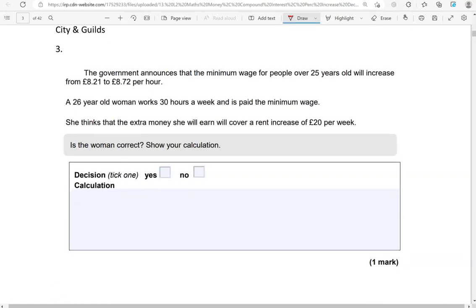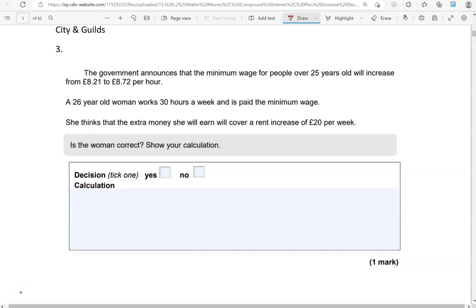The government announces that the minimum wage for people over 25 years old will increase from £8.21 to £8.72 per hour. A 26-year-old woman works 30 hours a week and is paid the minimum wage. She thinks that the extra money she will earn will cover a rent increase of £20 per week. Is she correct? Show your calculation.